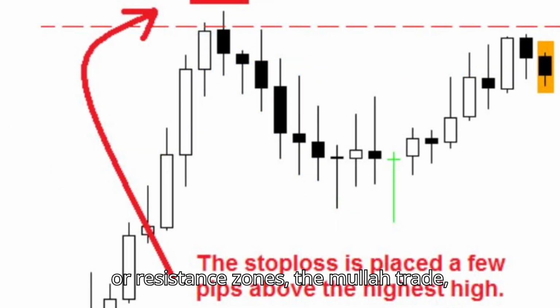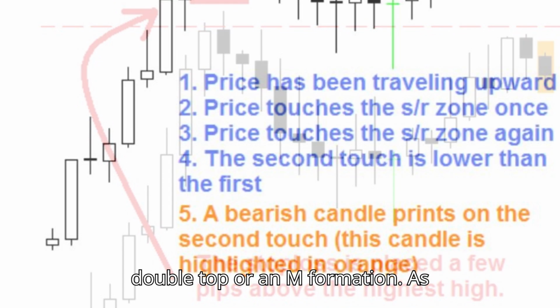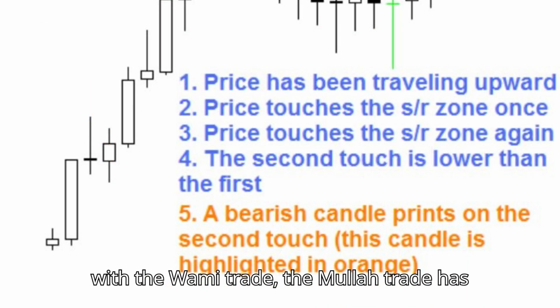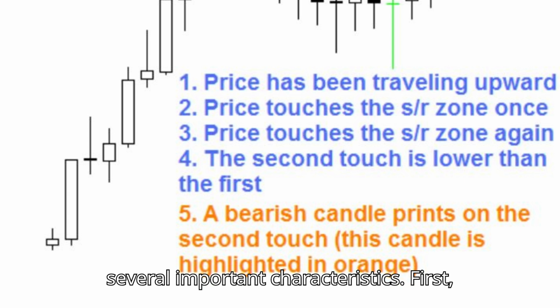The Moolah trade. Once you are comfortable with the Wammie trade, you will find it easy to understand the Moolah trade. The Moolah trade is the opposite of the Wammie trade. As you may have guessed, the Moolah trade is a double top or an M formation. As with the Wammie trade, the Moolah trade has several important characteristics.